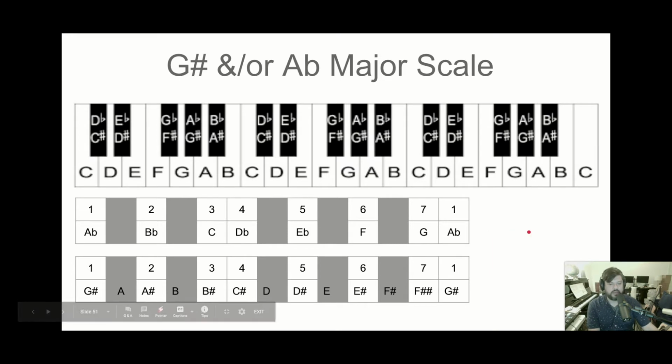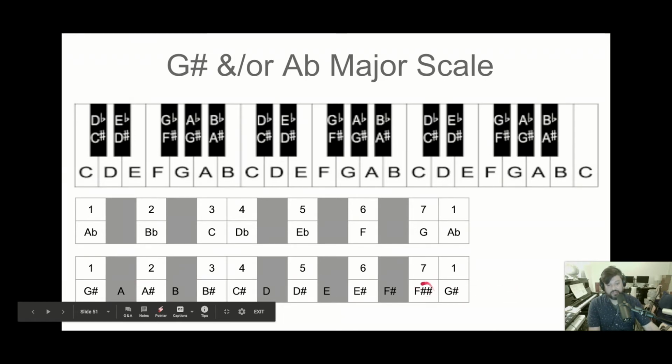Okay, so here we have another example. G sharp or A flat. Which one makes more sense? Well, there's no double accidentals in the top example. So chances are that's going to be the clear and decisive winner.